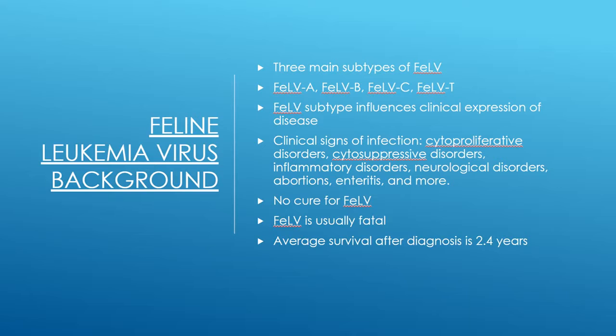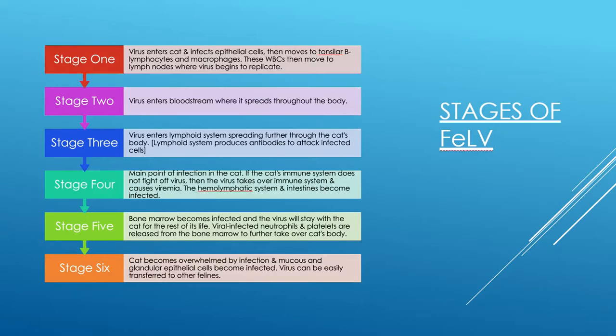There are many clinical signs of infection which include cytoproliferative disorders, cytosuppressive disorders, inflammatory disorders, abortions, enteritis, and more. There currently is no cure for feline leukemia virus, and it is usually fatal. The average survival after diagnosis is 2.4 years. There are 6 stages of the virus.